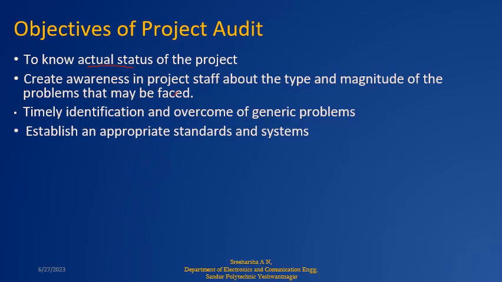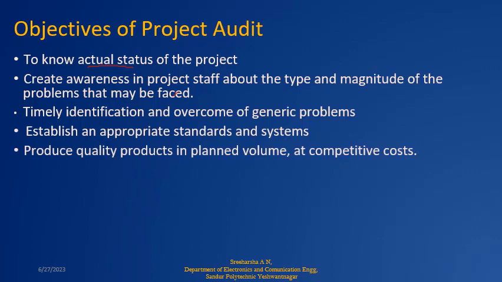Then establish appropriate standards and systems. That is what is said here. So to make standard rules, standard definitions, standard methods, and to establish some system, audits are done. Then to produce quality products in planned volume and at a competitive price. Whenever the project is planned, we need to give a very competitive price, the number according to the demand, and deliver the products in time. So audit helps in doing so.